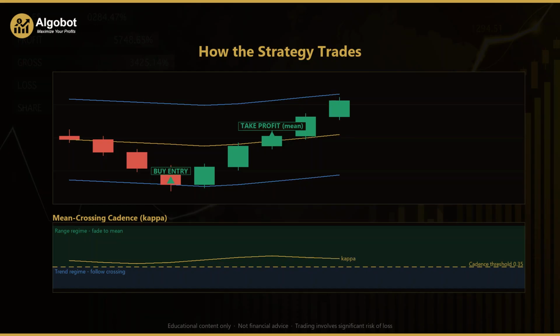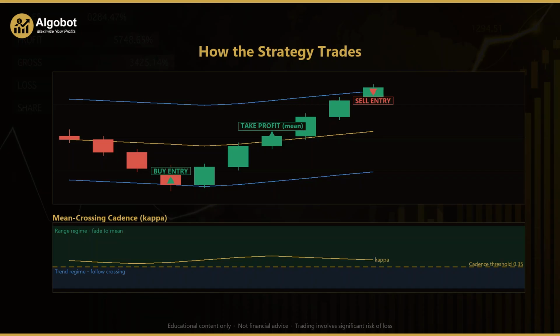The strategy signals a long, and you can see the buy entry marker appear where price meets that lower band. The stop loss is placed a set distance below, at 2 times ATR beneath the entry, tucked under the recent low. The take profit is not an arbitrary number. It is the mean line itself, acting as a magnet that price is expected to snap back toward.